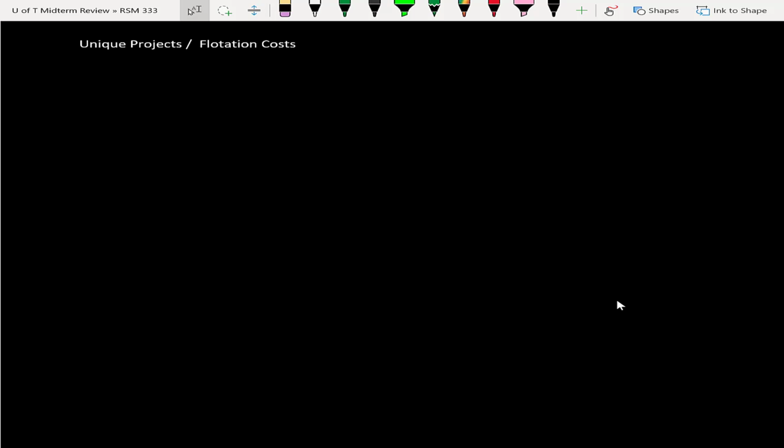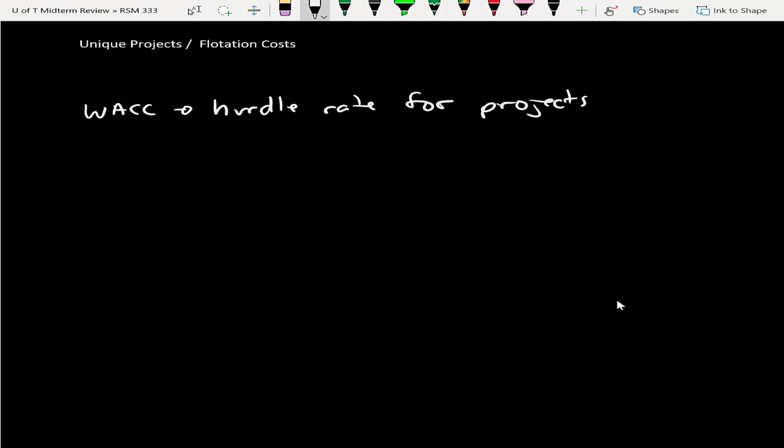The final part of this lecture is on flotation costs. But before I do flotation costs, I'll talk about one concept of weighted average cost of capital: it is the hurdle rate for projects that are in the normal course of business.